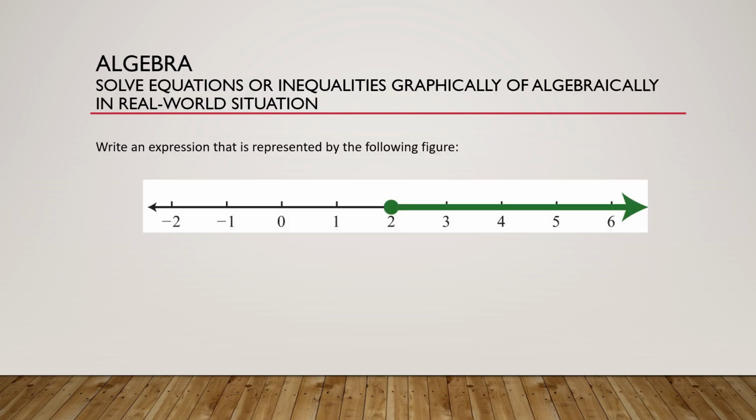Write an expression that is represented by the following figure. This is a number line. The green arrow represents numbers that will be valid for our expression. Since the arrow points to the right, that means every number to the right is valid. This expression will therefore be an inequality beginning at the integer 2. This represents x is greater than or equal to 2. If the dot over 2 had been a circle, then it would have represented x is greater than 2.